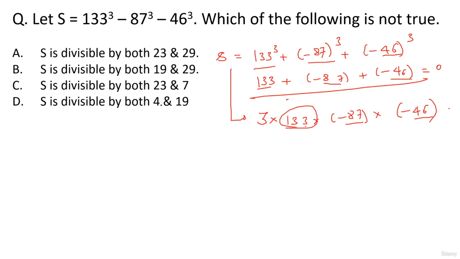S is divisible by both 4 and 19. No, none of these terms is divisible by 4. Yes, this term is divisible by 2, but not by 4. None of these terms are divisible by 4, right? So which is not true? The D option is not true. As simple as that. Let's go on to the next question.